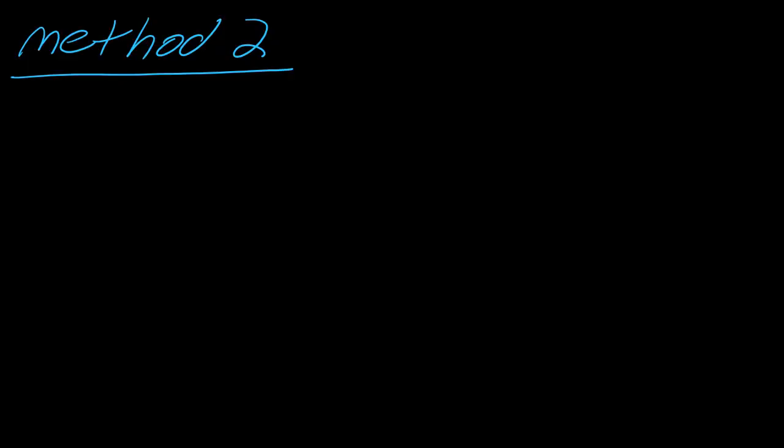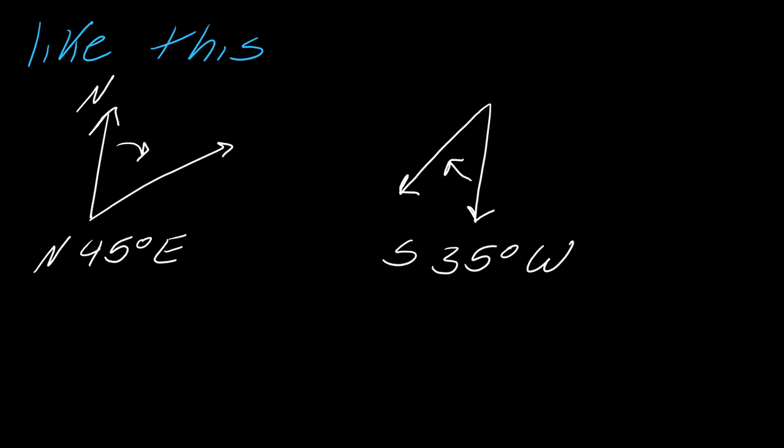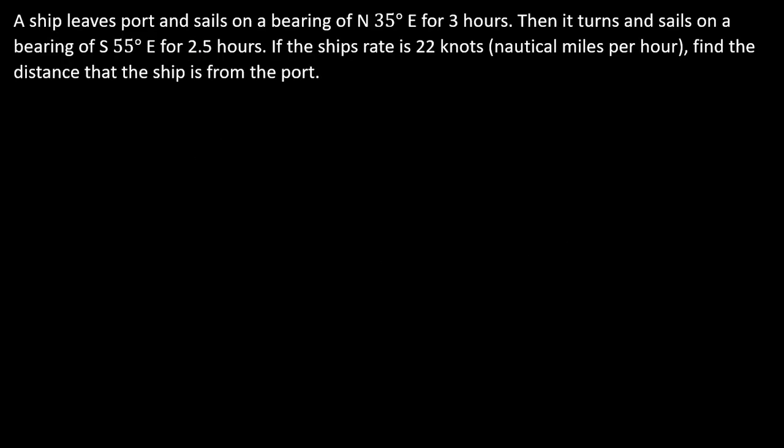Okay, now, I did say there was a second method. And so this one says to start with a north-south line and then use an acute angle to show the east or west direction. So we're going to have problems now like this, where you're going to see directions given like this. Okay, so I will show you what I mean in a second. So this next problem will help us to understand method 2.